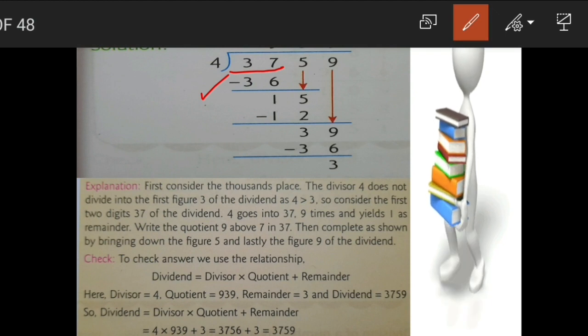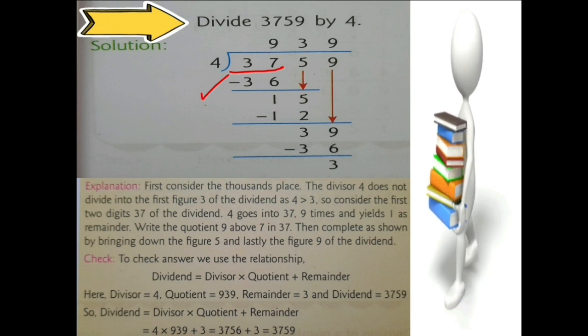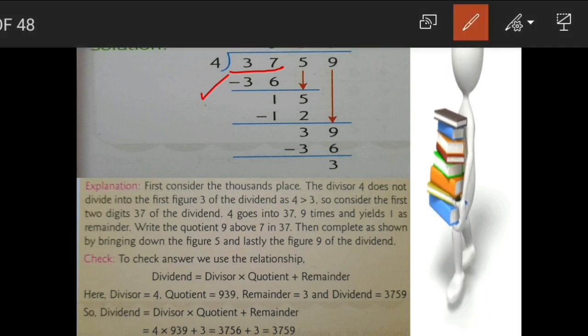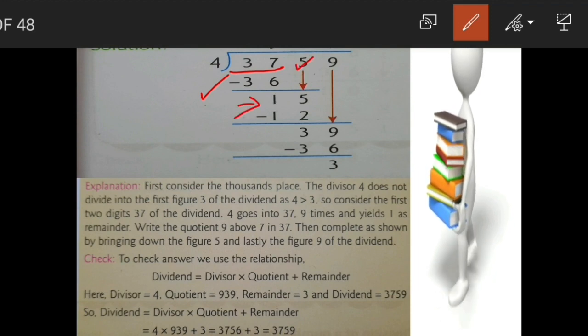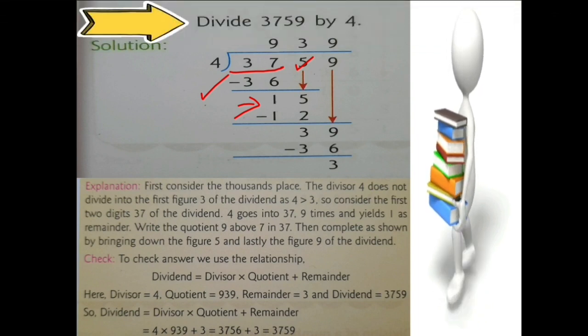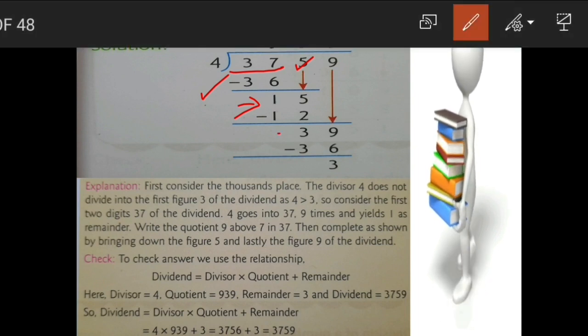So we will do 4 nines are 36, and after that, the steps you should remember: first we divided, then we multiplied, now we have to subtract. So 37 minus 36, we got 1. After subtracting we have bringing down. So we will bring down 5 and this 1 will become 15. Now when we have 15, we will see 4 threes is 12. So again we will subtract 12 from 15 and the answer that we will get is 3.